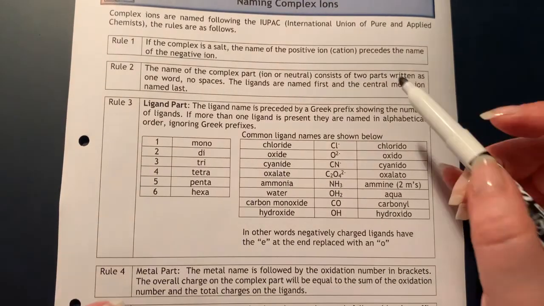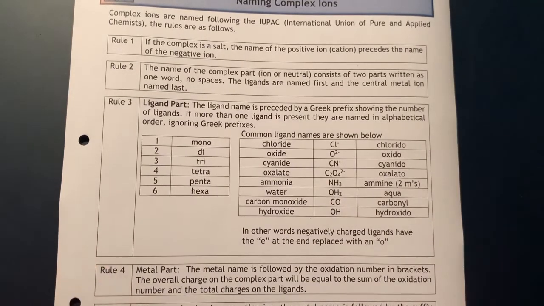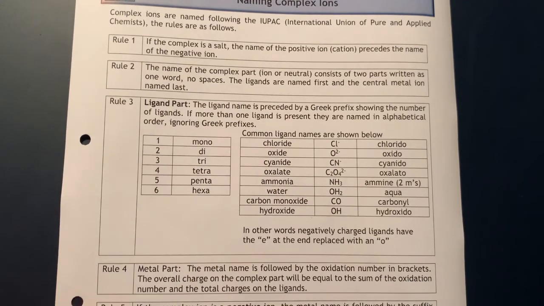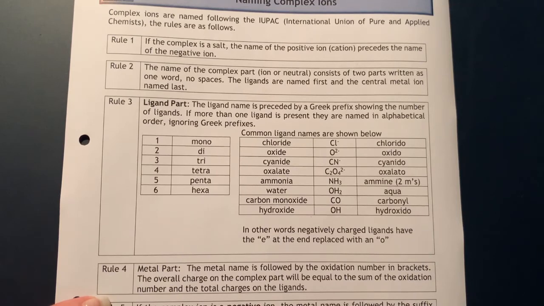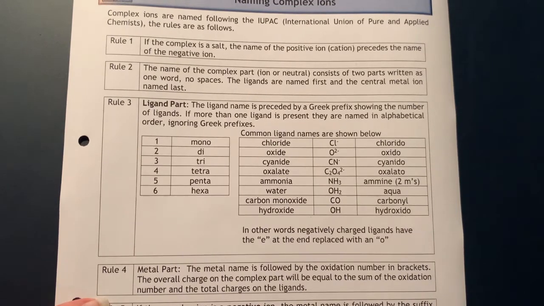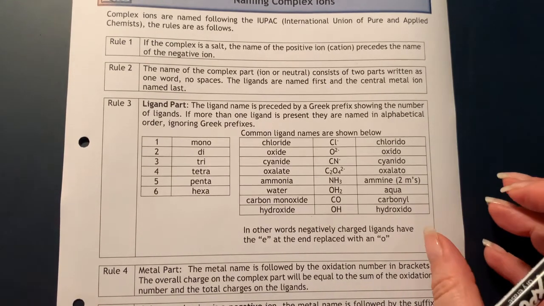So that comes back to the positive ion precedes the name of the negative ion. And remember a few videos back, I said to you that the positive ion being first in the name was going to become important in advanced higher chemistry, and this is the point that that's the case. Rule number 2, the name of the complex part, ion or neutral, consists of 2 parts, written as one word, no spaces. The ligands are named first, and the central metal ion is named last.